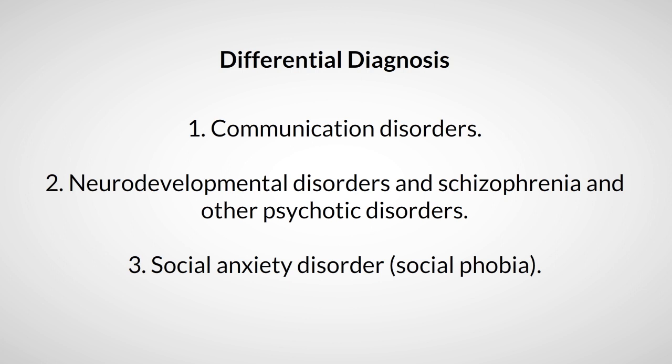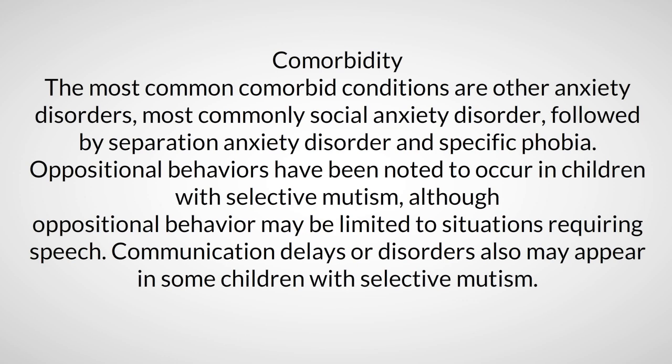Comorbidity. The most common comorbid conditions are other anxiety disorders, most commonly social anxiety disorder, followed by separation anxiety disorder and specific phobia. Oppositional behaviors have been noted to occur in children with selective mutism, although oppositional behavior may be limited to situations requiring speech. Communication delays or disorders also may appear in some children with selective mutism.